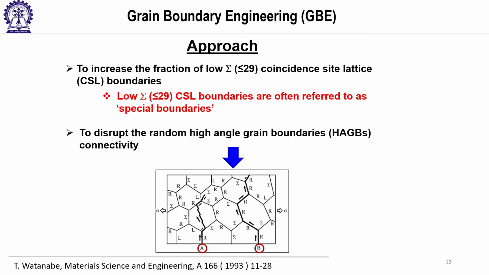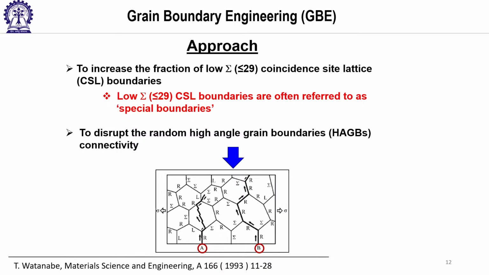But if I have a path here, where R means random boundary, and I already told you the meaning of random boundary, then if I have continuously connected random boundaries, the crack can easily propagate, or the corrosion fluid can easily percolate. But if this R is replaced by a sigma boundary, meaning a special CSL boundary, particularly sigma 3, and L means low angle boundary, then if you have sigma boundaries or low angle boundaries in a path, it will be arrested. They will not be able to propagate because their energy is low and they are more compact boundaries.